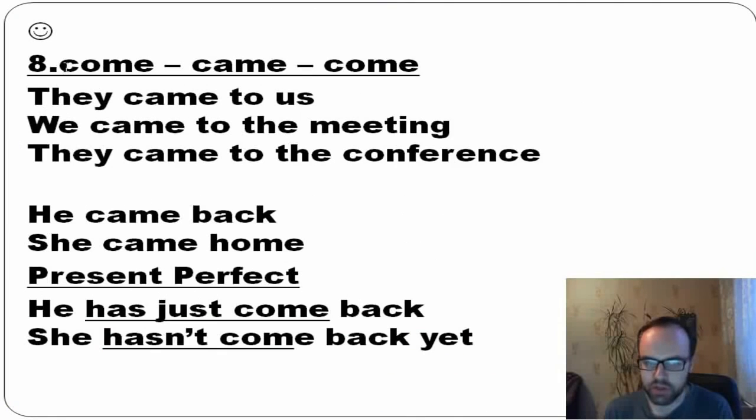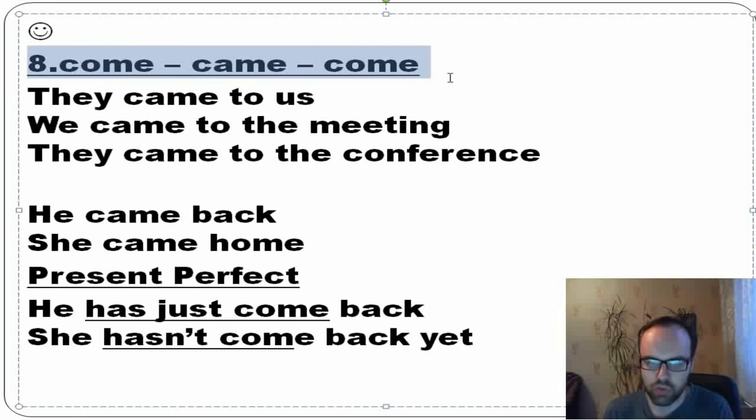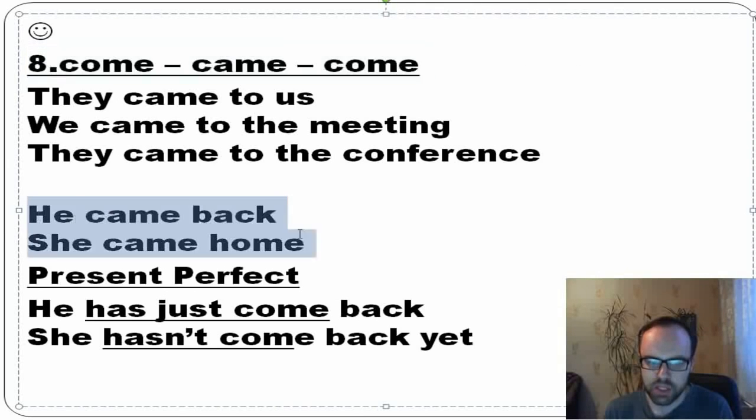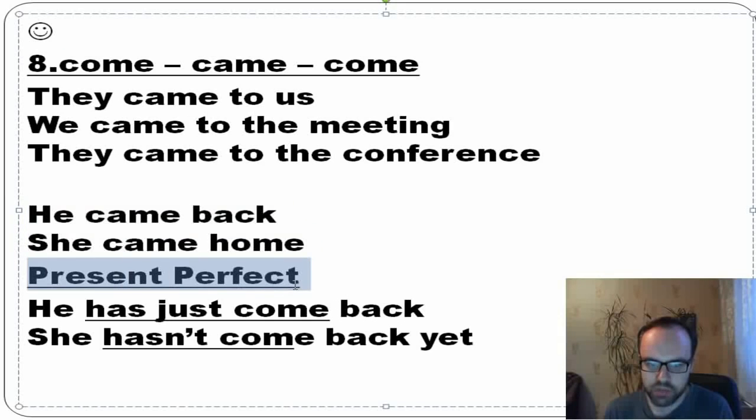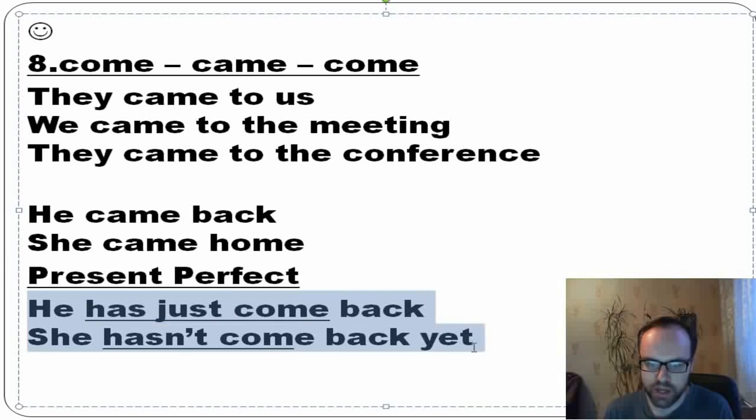Okay, come. Really, we often meet this irregular verb. Come, came, come. They came to us. We came to the meeting. They came to the conference. He came back. She came back. And some examples with present perfect. So he has just come back. She hasn't come back yet. So we have just and yet, and they tell us that we need to use present perfect.